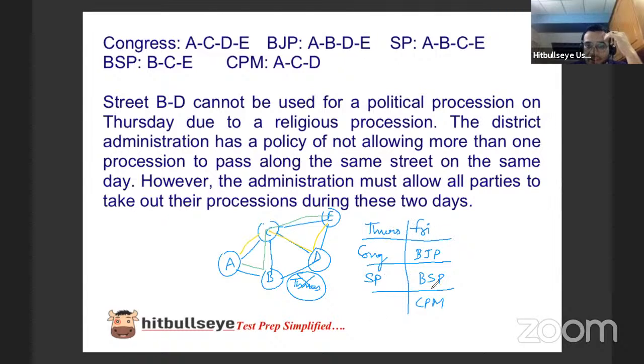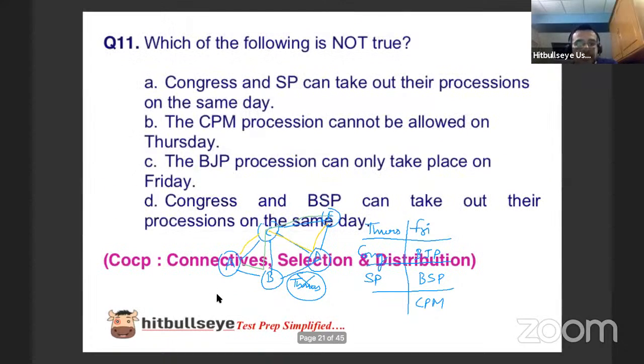Are you clear on this first? This is very important to navigate. Once we have created this table, then the questions will be very easy to answer. Why we cannot have Congress and BSP together, Shivika, is because BJP and SP will not work together. We have AB common. Yeah, all right. So let's proceed. Let's go to the next one and try solving our questions.